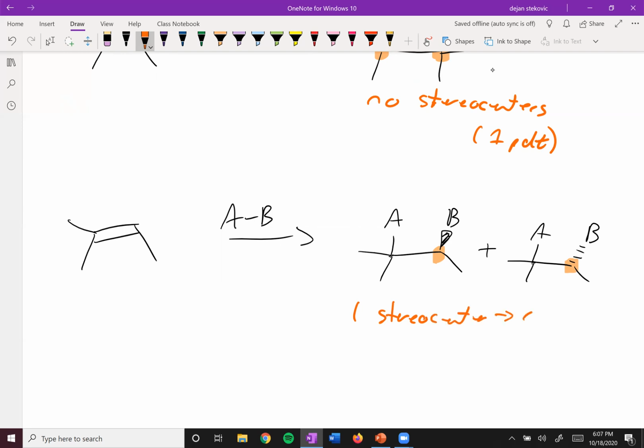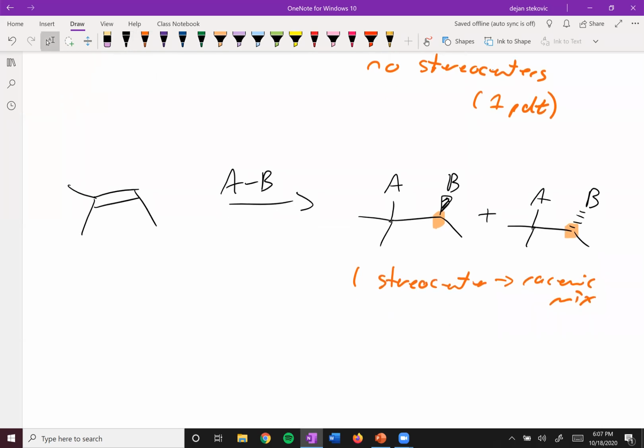And whenever this happens, we get a racemic mixture. This has to do with our addition components, either adding from the top or the bottom. There's not going to be any preference for it to go from the top or the bottom, and so you're going to get a racemic mixture. Again, the stereochemistry here doesn't really matter.